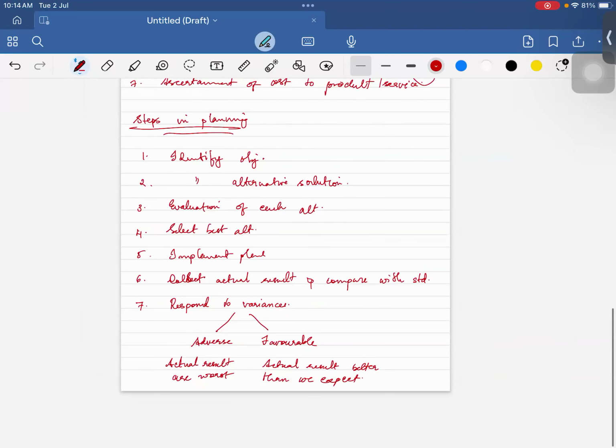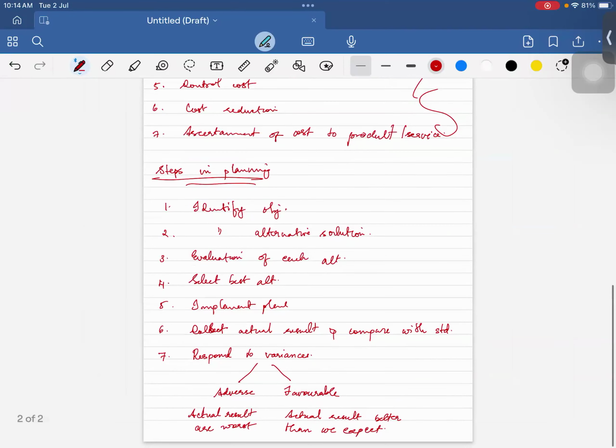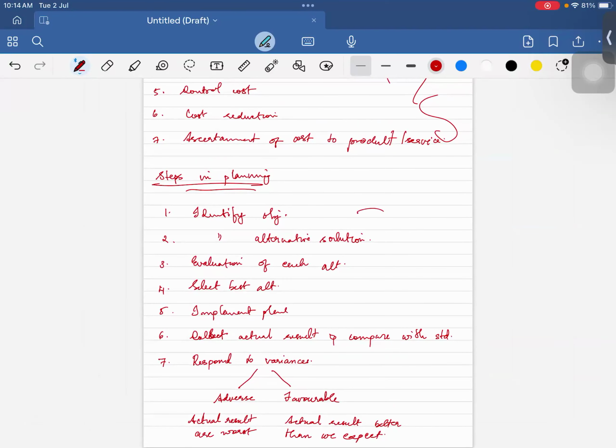Now, I'm going to divide these steps. From 1 to 4, this is the planning stage. And for 5, it is the decision making stage. And for 6 to 7, this is the controlling stage. Understood? Okay, I'll send this now.